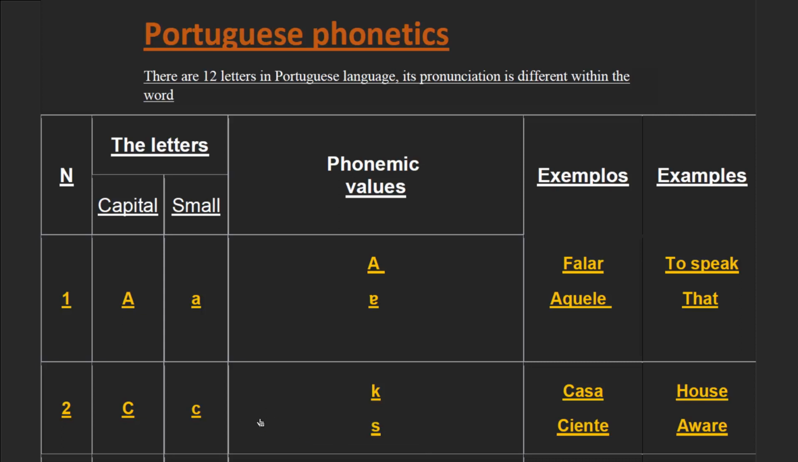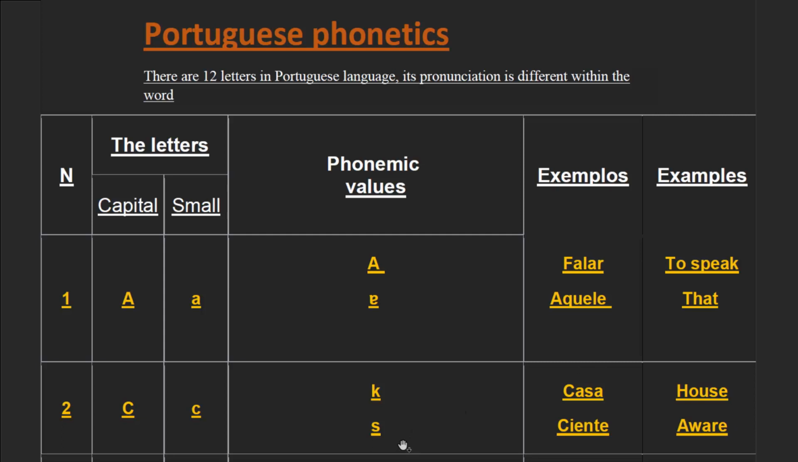The second letter is letter C. As in English, we have two pronunciations for this letter. The first one is pronounced as K in Portuguese. The example that we have here is the word "house", which means in Portuguese casa, casa.